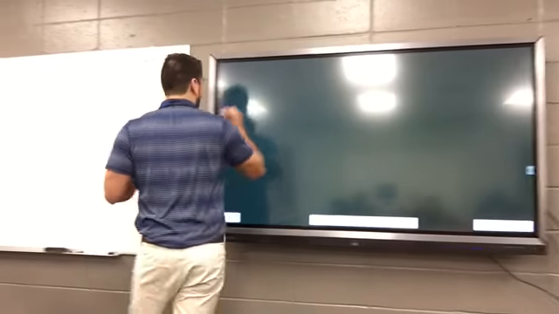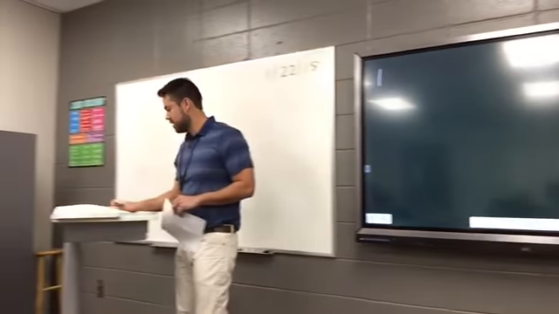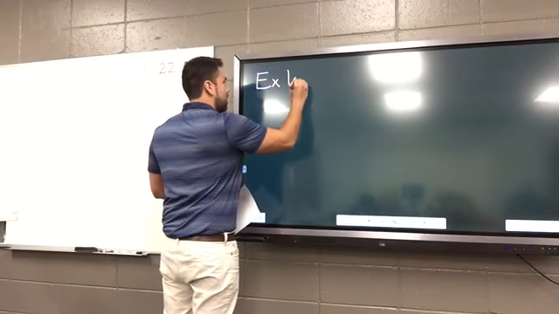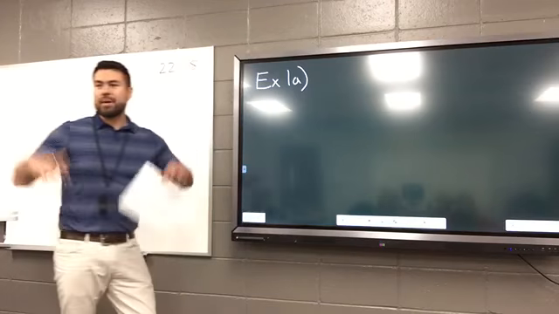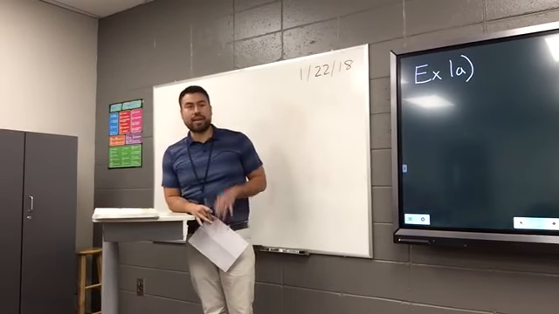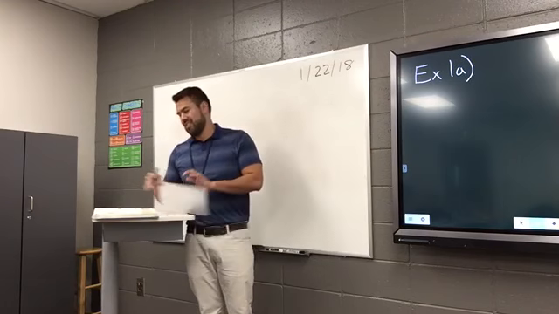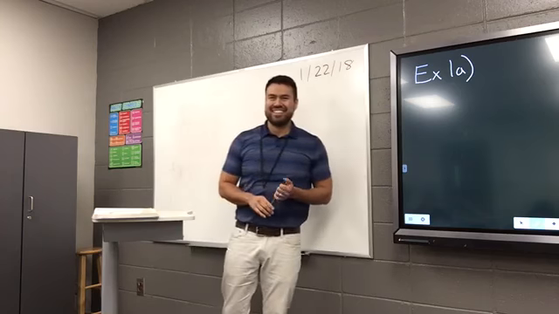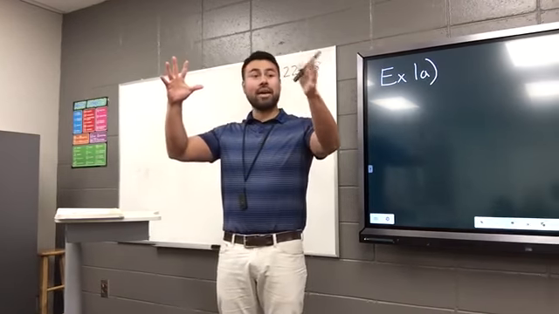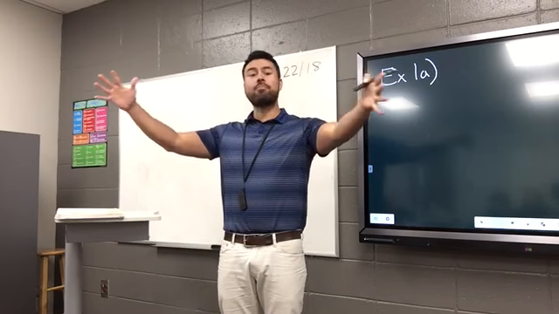Let's look at example number 1, and I think that's at the bottom of the page, example 1A. All right, we're going to start with big numbers. Why do we use scientific notation, by the way? I gave you a hint. Because you have sometimes really, really long or big numbers.